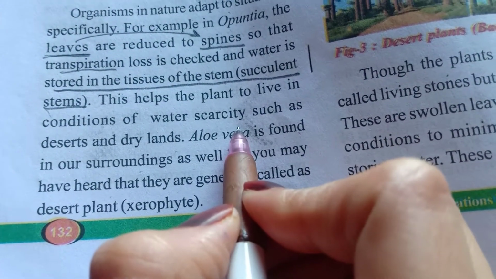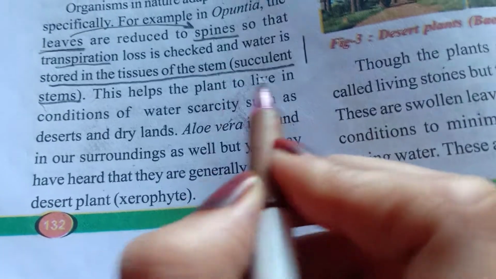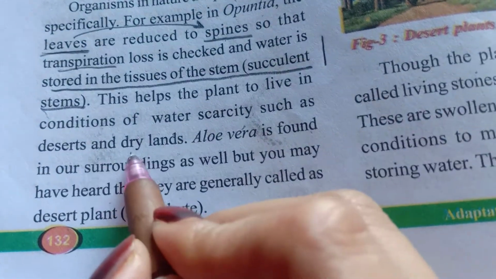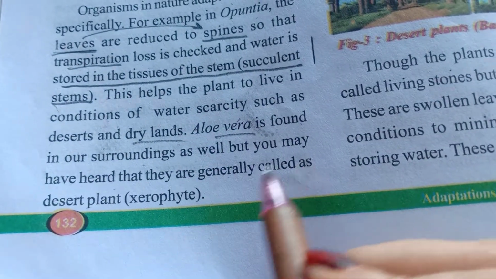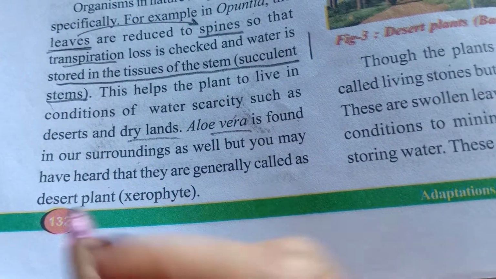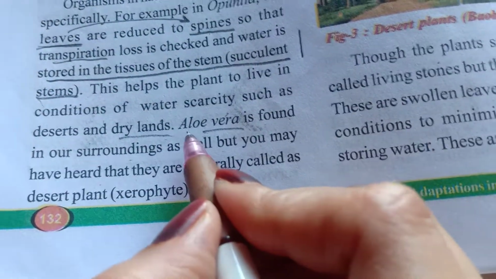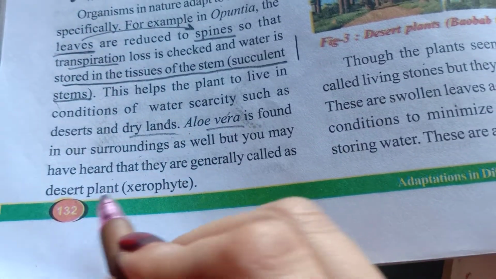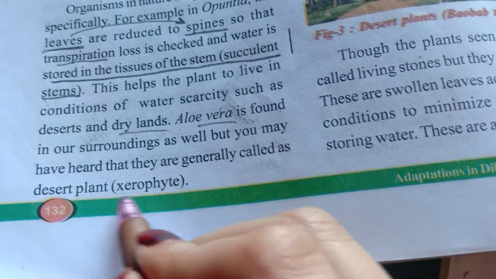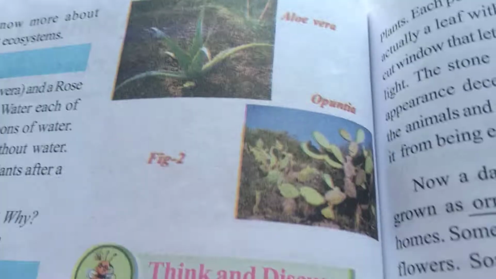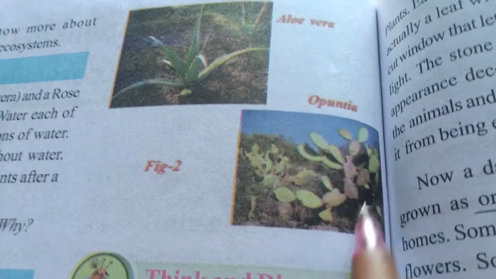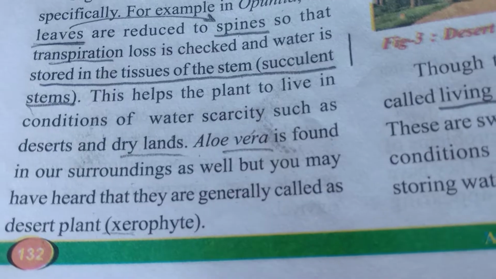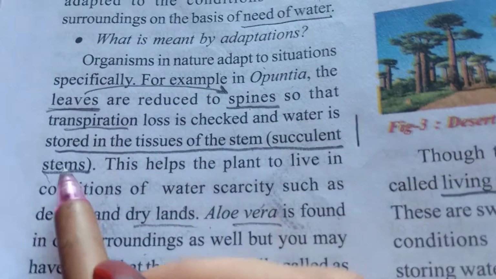When the water is low, even at that scarcity plants will survive, such as desert trees, deserts and dry places. Aloe vera is found in our surroundings, but you may have heard that it is generally called a desert plant. Yes, we have heard that aloe vera is generally known as a desert plant. The desert plants are known as xerophytes. See in the figure, we have seen the aloe vera plant as well as Opuntia. Some plants modify leaves into stem.